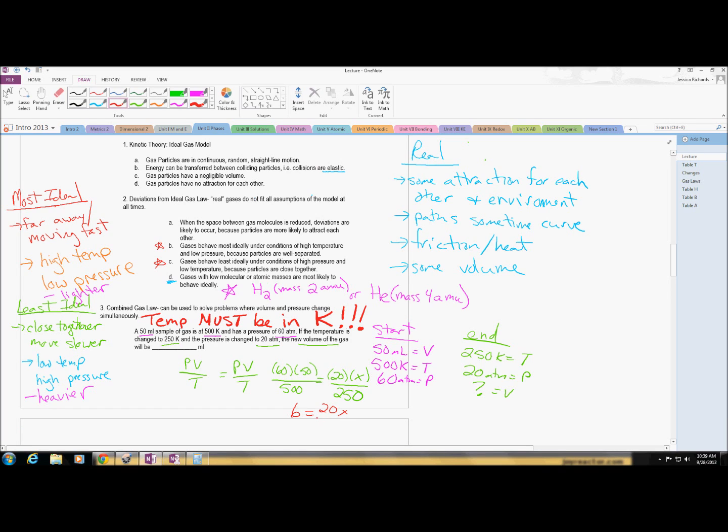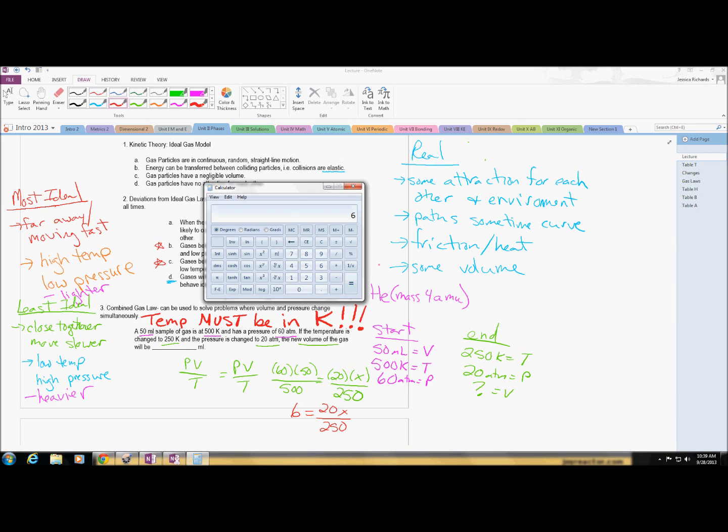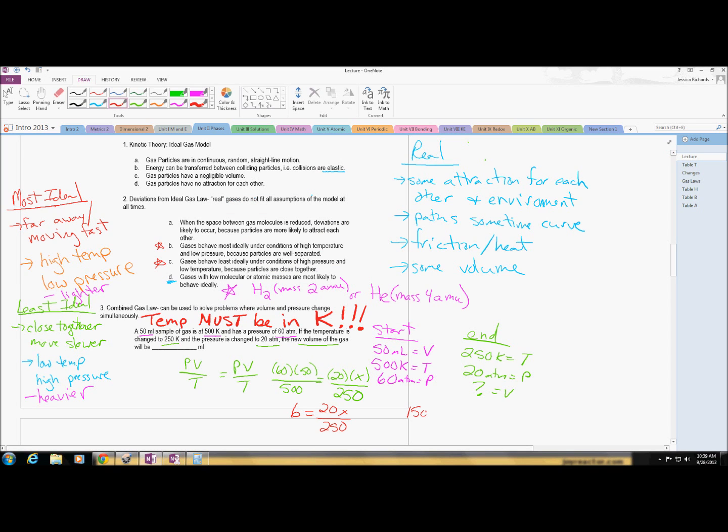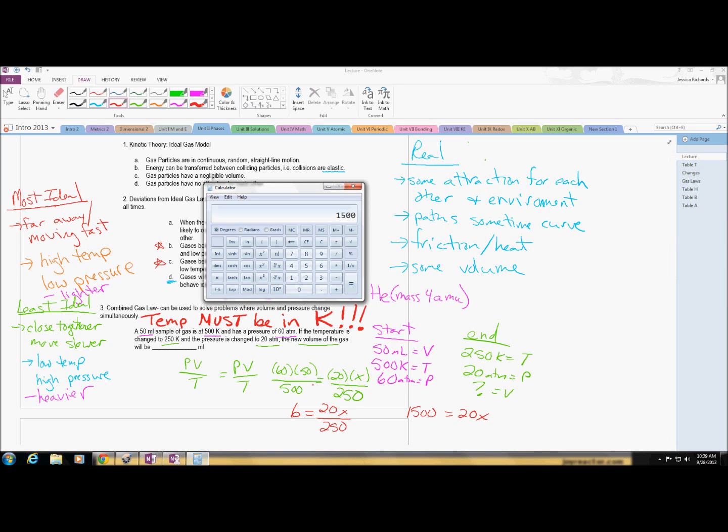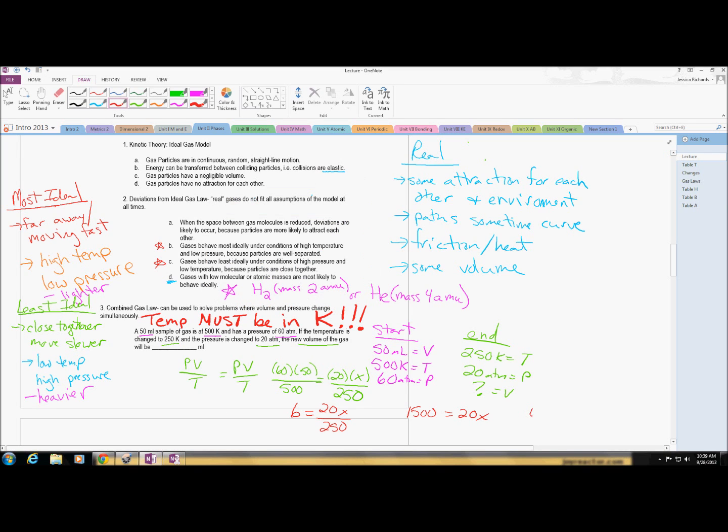So 6 is 20x over 250. We're going to multiply both sides by 250: 1500 equals 20x. And then, of course, to solve for x, we're just going to divide by 20. And our units for the volume will be the same units that we started with. So if they start with liters, you're going to end with liters. They're starting with milliliters, so it will be 75 milliliters.